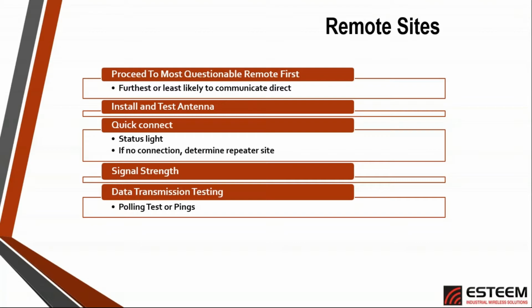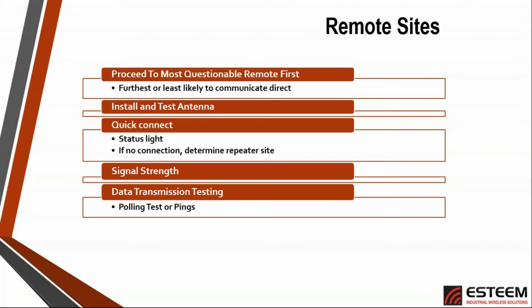Because what happens is if you wait until the very last site and do, say, all the close ones first, then you get to this most questionable one and find out it needs an actual repeater, you're going back and basically doubling the work, because then you have to put up another reference site at that repeater location, and go back and test that location once again.